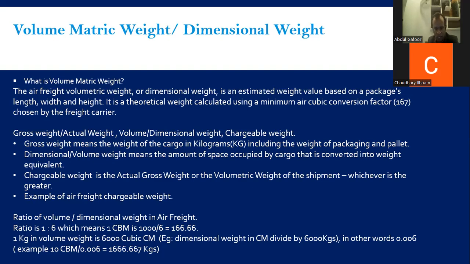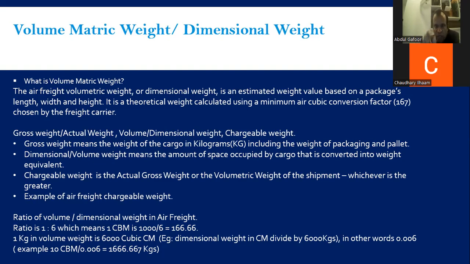Here, for example, you have the dimensions in centimeters: 100 centimeter length, 150 width, and 90 height. If it is in centimeters, you divide by the dimensional factor 6000. Or you have the CBM in meters: 1 meter instead of 100 centimeters, 1.25 meter instead of 125 centimeters, and 0.9 meter. If you multiply like that and get the CBM, then you have to multiply with 167.